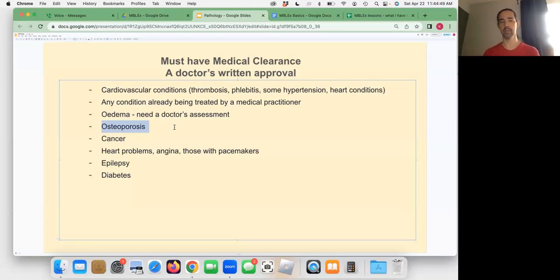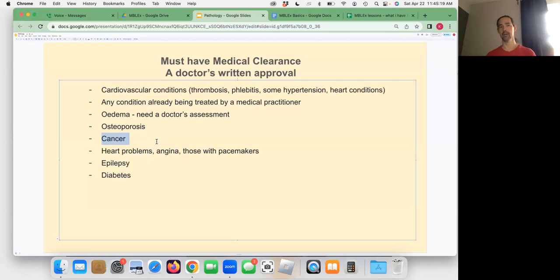Osteoporosis is where the bones, osteo refers to bone, porosis, I believe, means porous. So this is where calcium is not deposited into the bones adequately, and over time the bones become porous, they become fragile. So yeah, osteoporosis, you definitely need a doctor's written approval, and that's also something you should have special training in, in my opinion. How you treat someone whose bones are fragile.